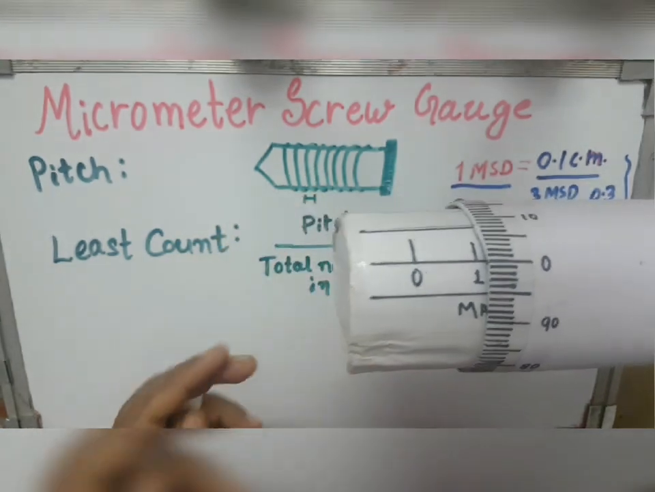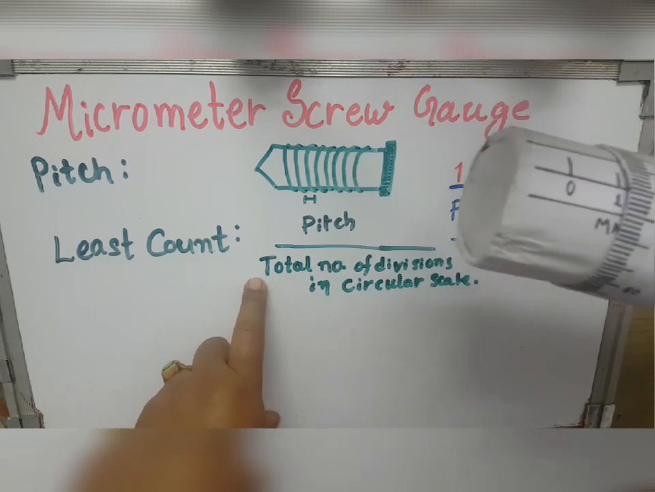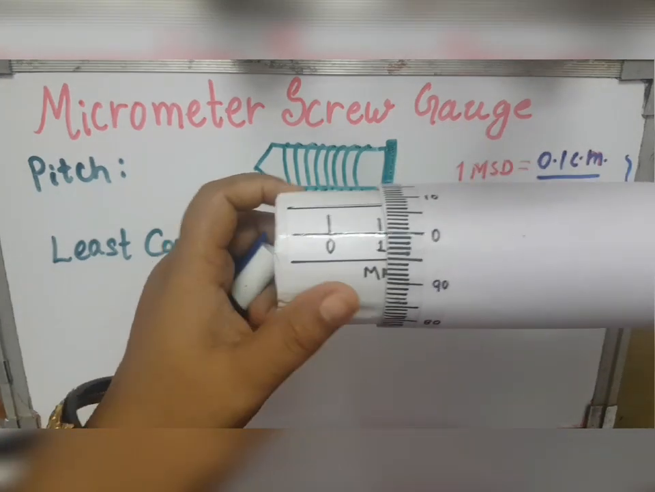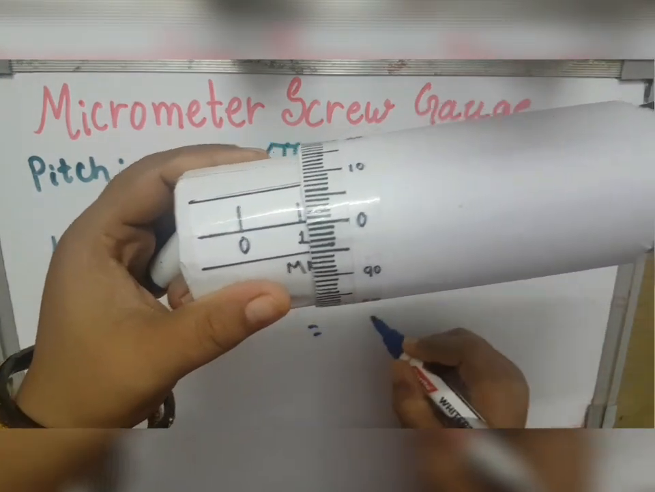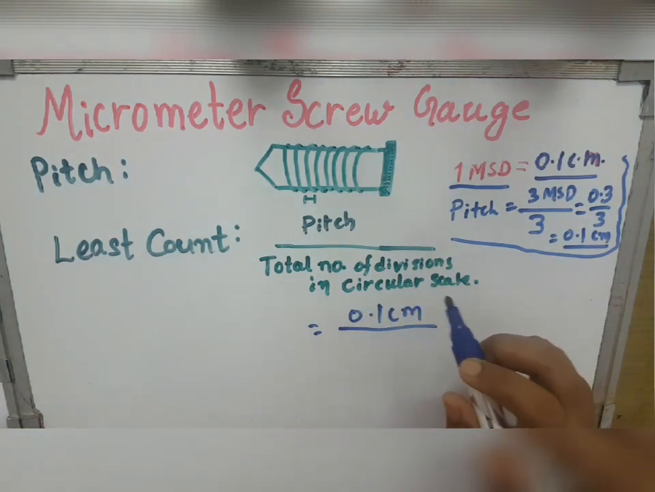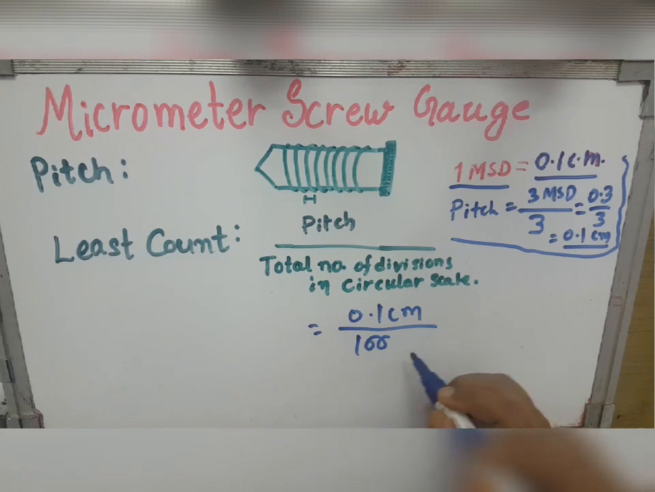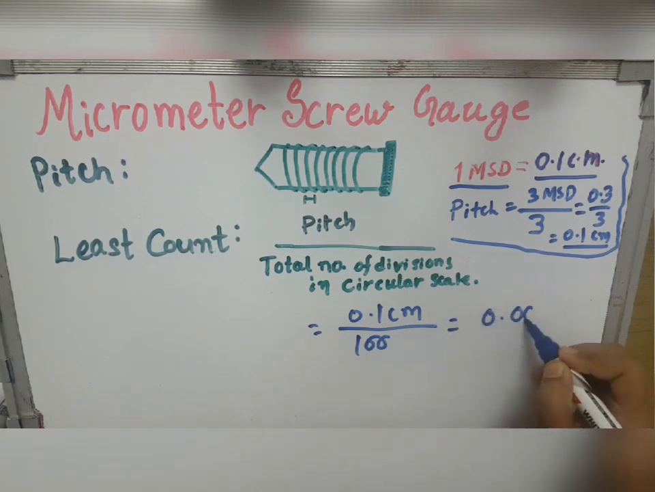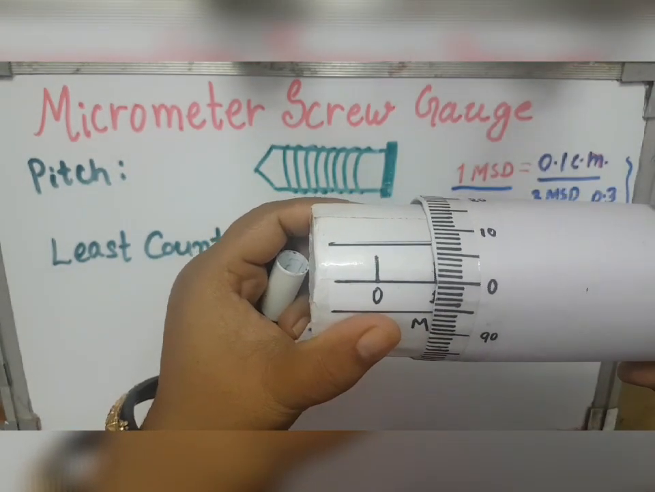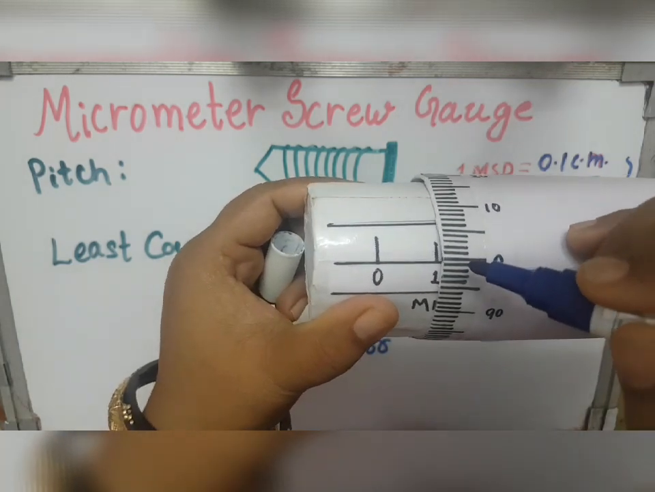So now let us quickly come to the least count. Least count is nothing but the pitch per total number of divisions in the circular scale. Here pitch is equal to what? Pitch is equal to 0.1 centimeter, and we have taken the total number of divisions in the circular scale to be 100, so it will be 0.001 centimeter.